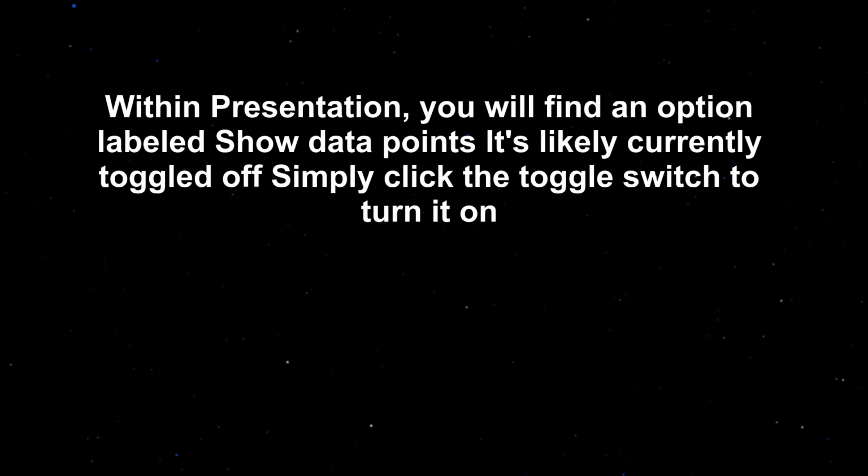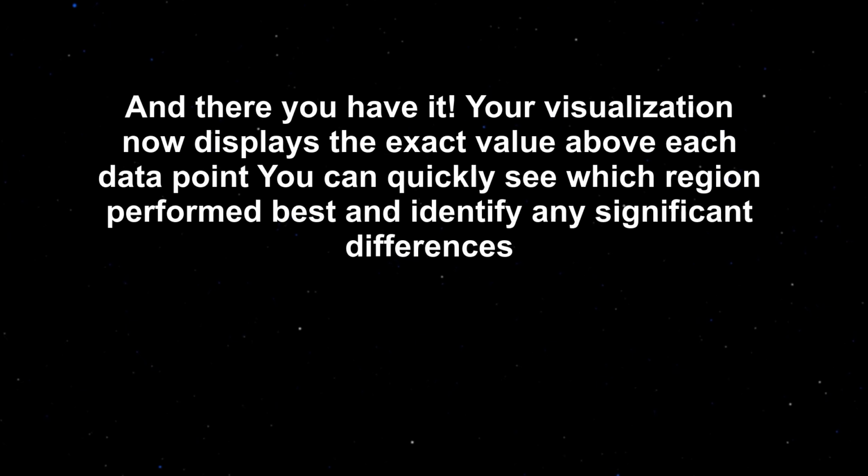Within Presentation, you will find an option labeled Show Data Points, currently toggled off. Simply click the toggle switch to turn it on. And there you have it. Your visualization now displays the exact value above each data point. You can quickly see which region performed best and identify any significant differences.